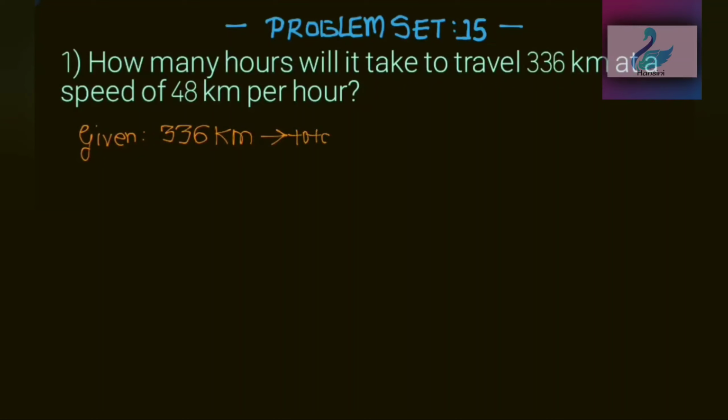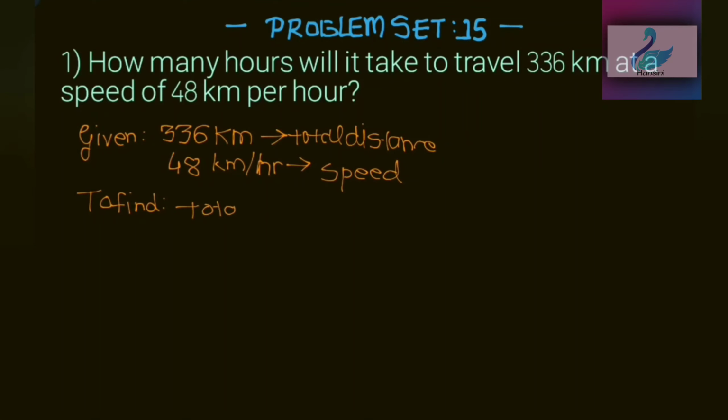So here we will write 336 kilometer total distance and speed was 48 kilometers per hour. This was the speed. We have to find how many total hours will it take to travel 336 kilometers. So we have to find the total number of hours.